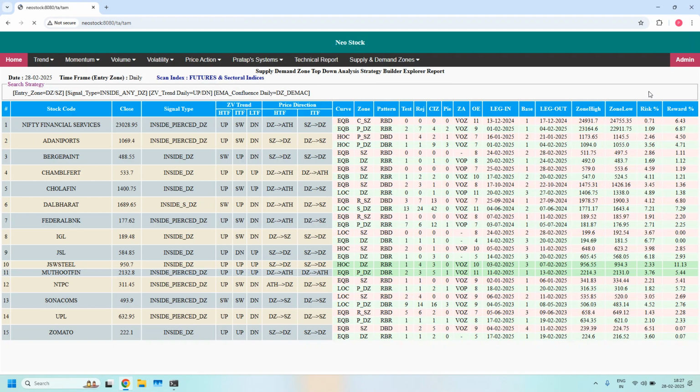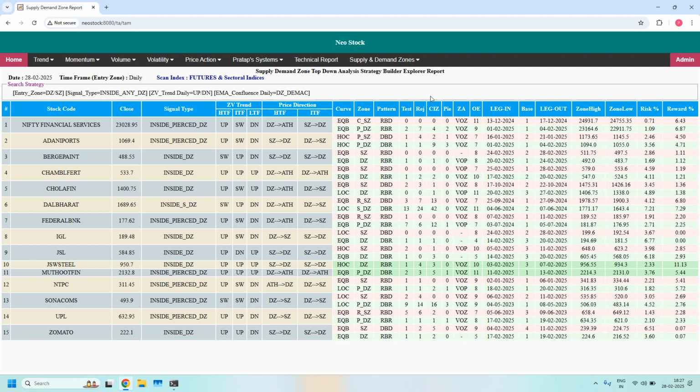With these filters, the list has come down to only 15. Out of 115, only 15 daily demand zones are having daily EMA Confluence. And also the current price closed inside the daily demand zone. And some of these daily demand zones are also pierced zones. You can apply pierced zone strategies on those zones.